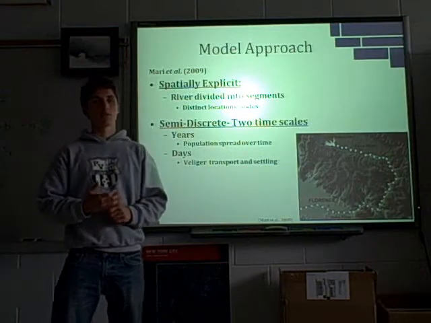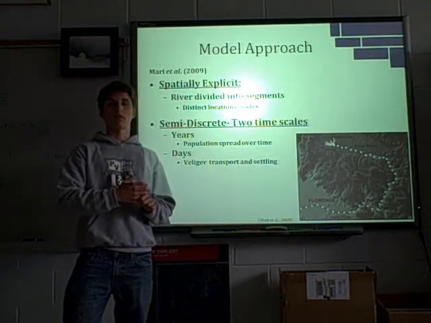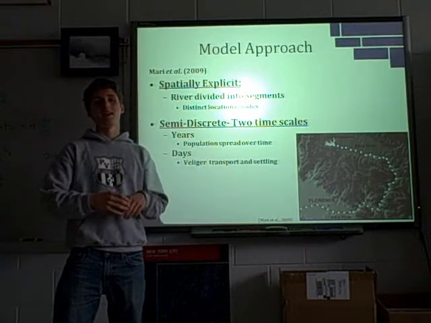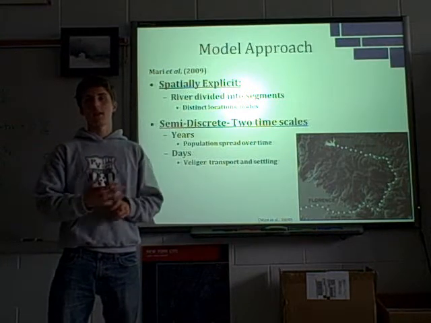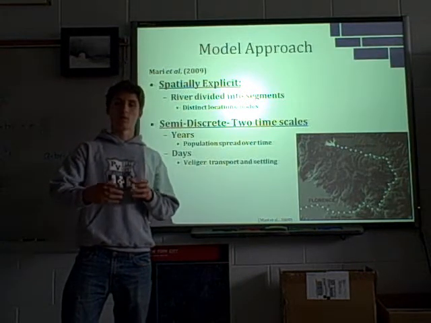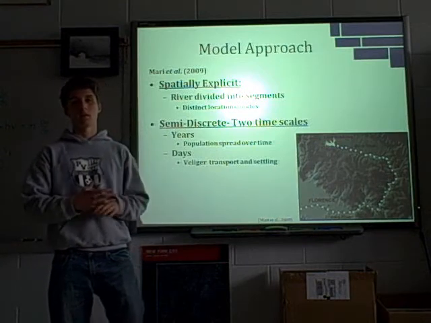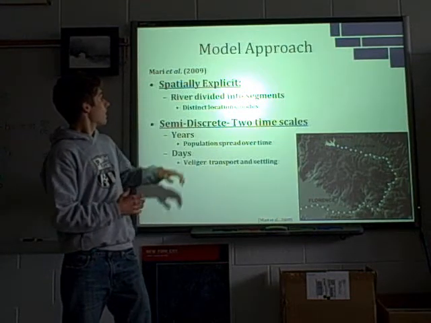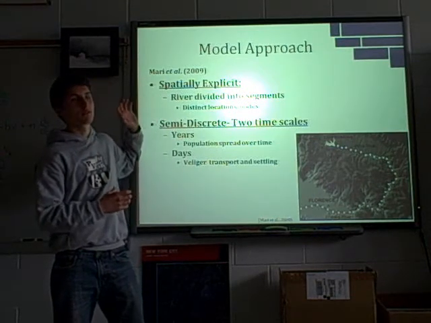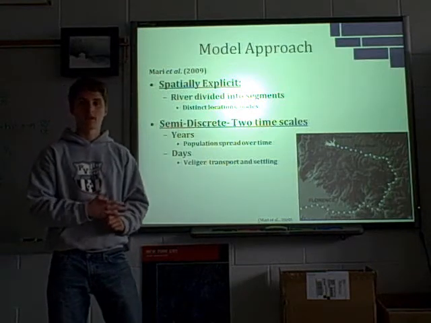So the model approach that I'm taking here is suggested by researchers looking at zebra mussel invasion in the Arno-Sieve River system in Italy. There are a number of differences between my approach and their approach in terms of the details, but I can get to that later. And it can be described as both spatially explicit and semi-discrete.